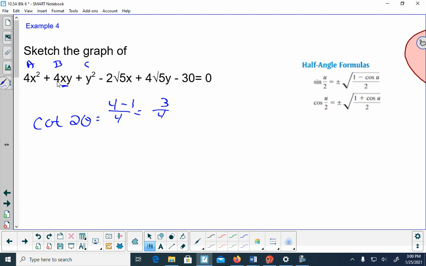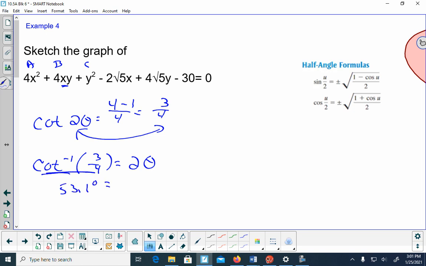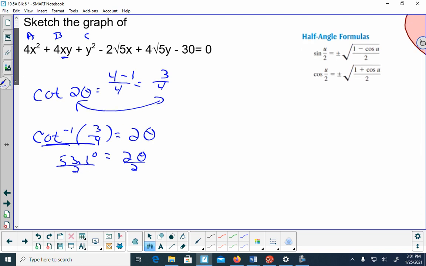So I'm going to use my calculator and do the inverse cotangent of 3/4, which is equal to 2 theta. Doing that on my calculator, this part will end up being 53.1 degrees, and that's equal to 2 theta. To find just 1 theta, I'm going to divide both sides by 2, and I find that theta is equal to 26.6 degrees.